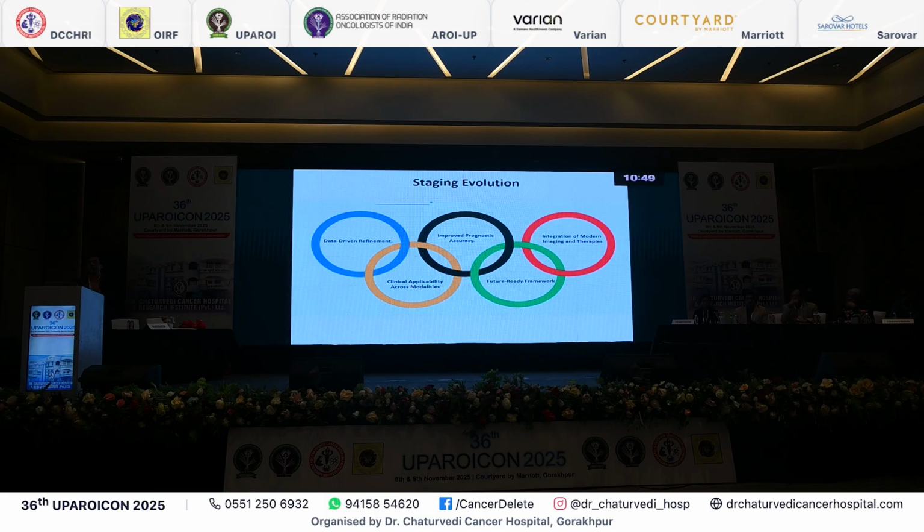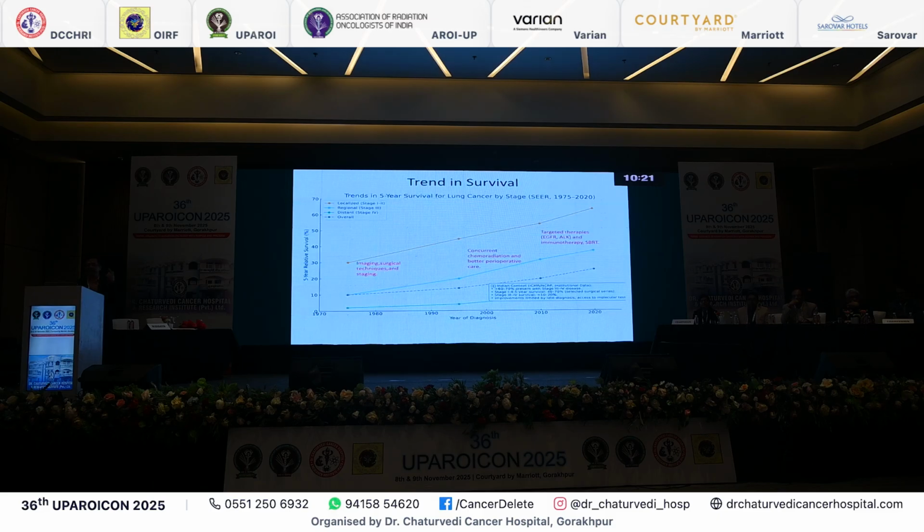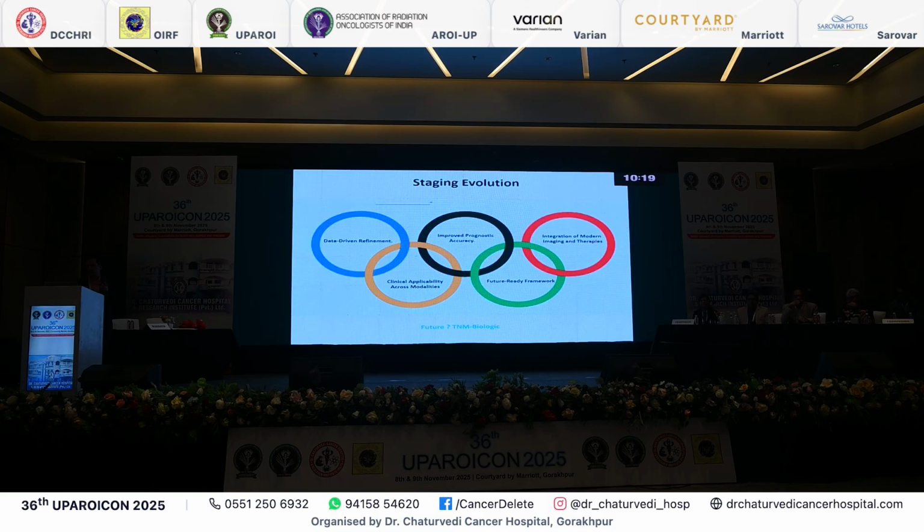Modern imaging means PET-CT, functional imaging, EBUS. So now we have so many modalities of investigation which lead to a correct diagnosis. At the same time, there has been evolution in radiation therapy, chemotherapy, and targeted therapy, and that has led to integration of both. As it represents a broad cohort, it is clinically applicable across all the modalities. So maybe we are ready for a future-ready framework where it will not be only TNM staging, it will be a TNM biologic staging.